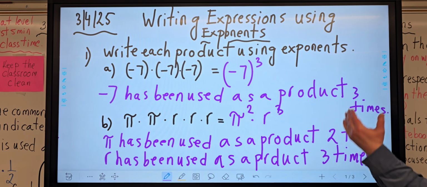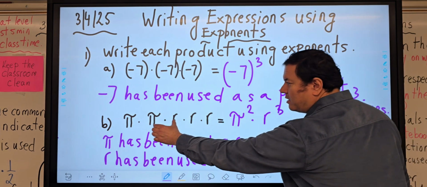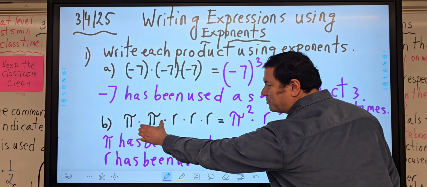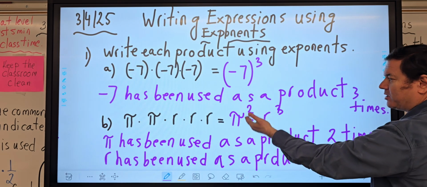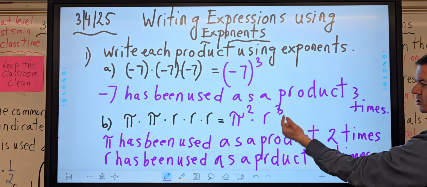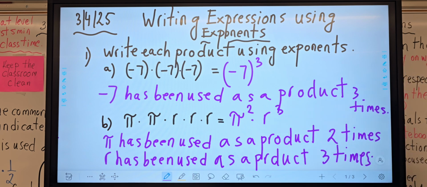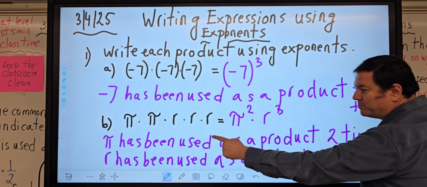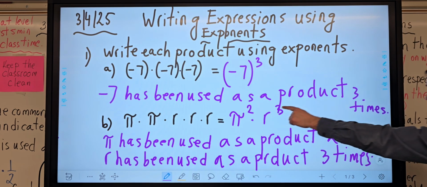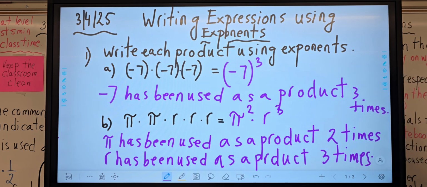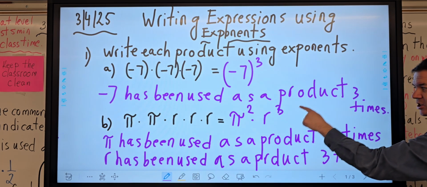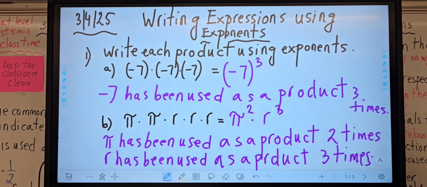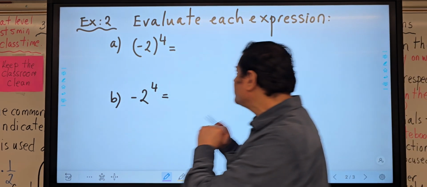Please remember that when a term is used as a product, in this case 2 times, we can write it as pi to the second power and then times r to the third power. Okay? So because pi has been used as a product 2 times, its exponent is 2. And because r has been used as a product 3 times, its exponent is 3.